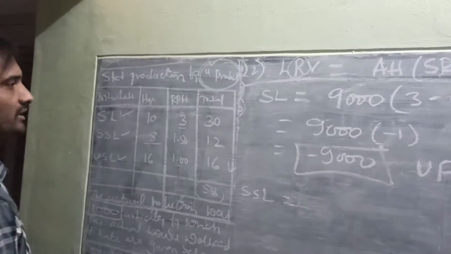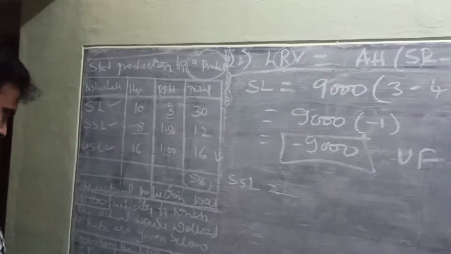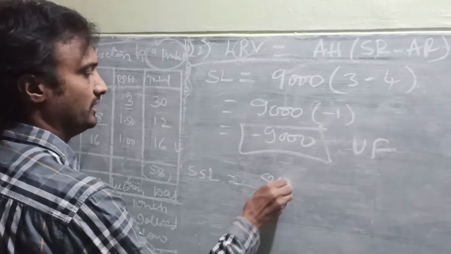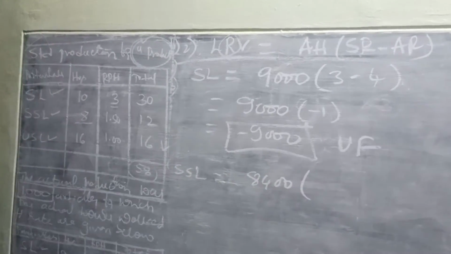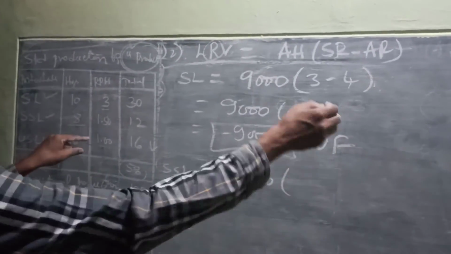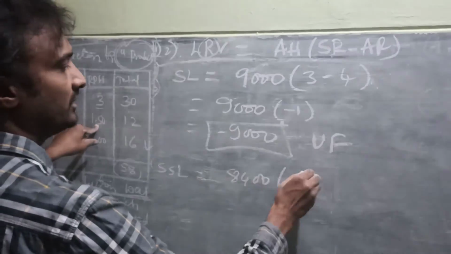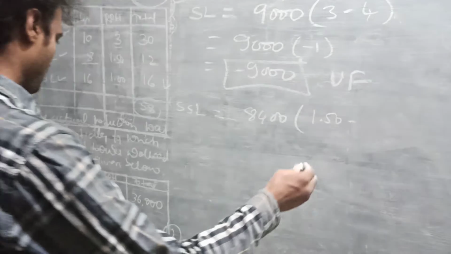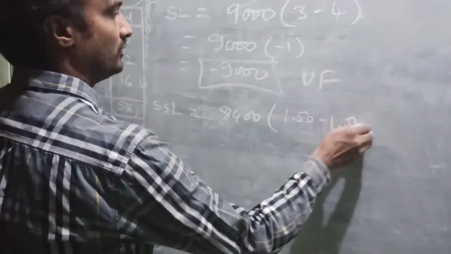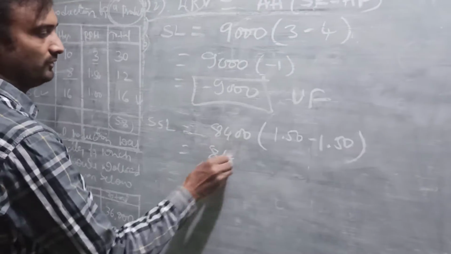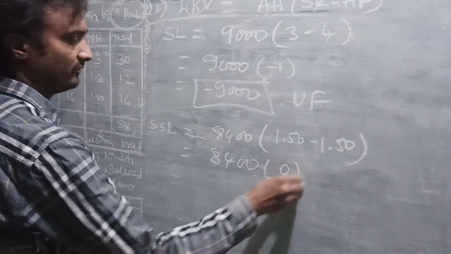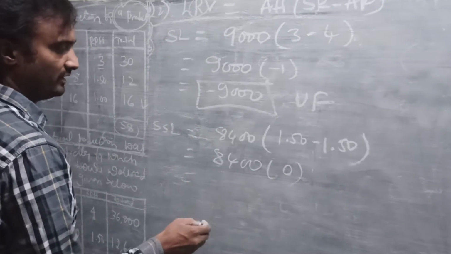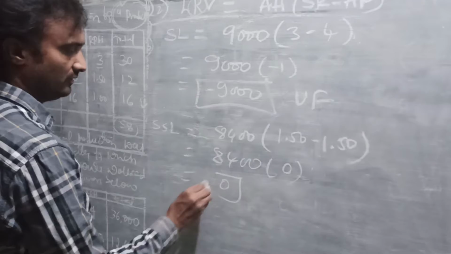Next one, for semi-skilled laborer, actual hours worked is 8,400 hours multiplied by standard rate of 1 rupee 50 paisa minus actual rate 1 rupee 50 paisa. So 8,400 into 1.50 minus 1.50, that is 8,400 by 0, and anything multiplied by 0 is 0.